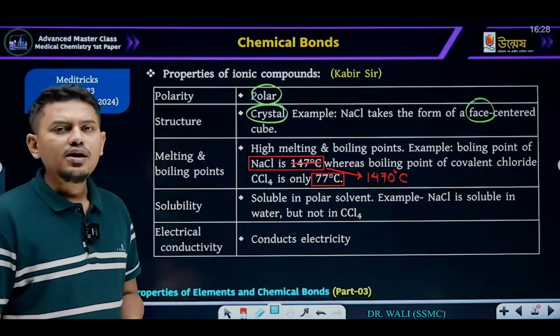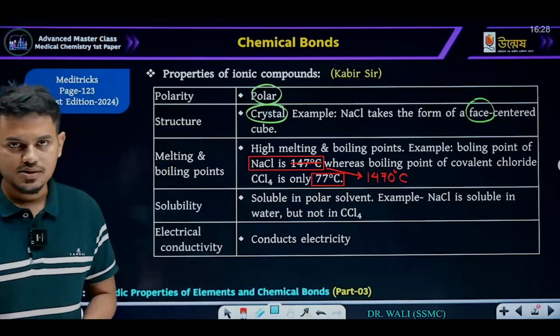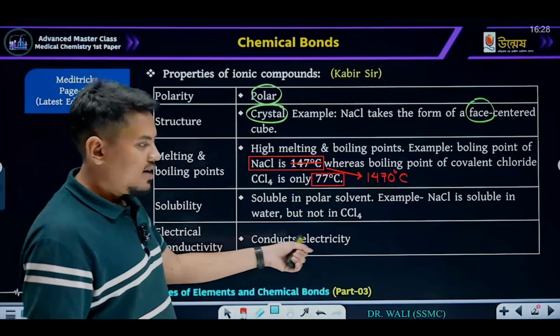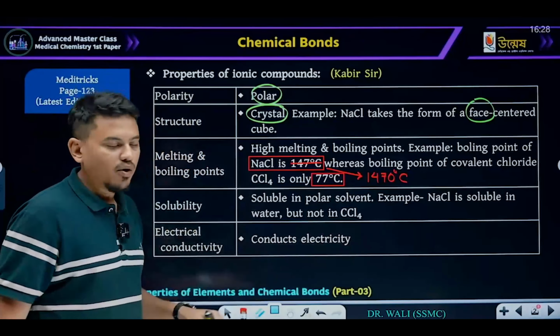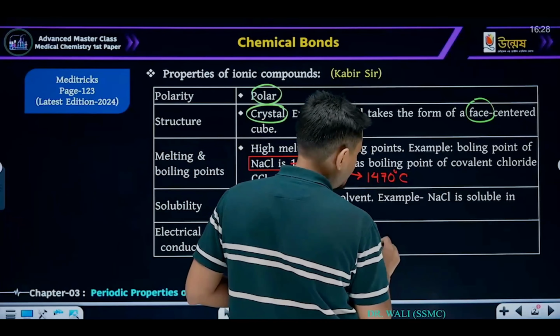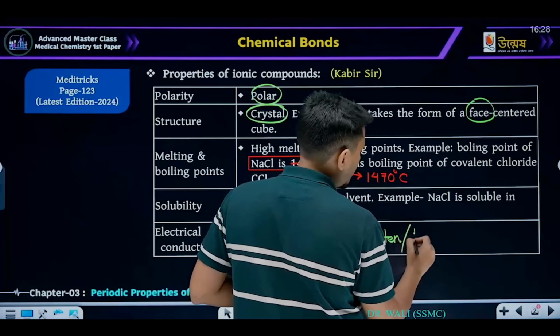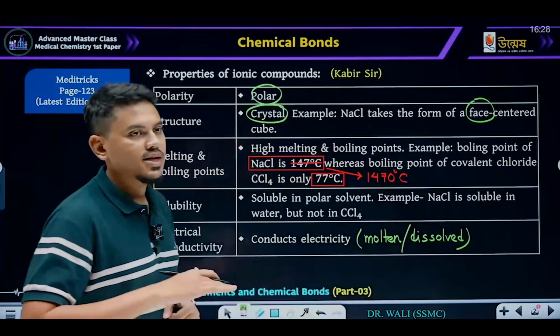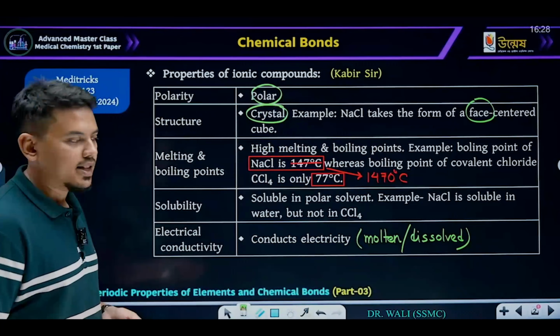Regarding solubility, polar compounds will dissolve in polar solvents. This is what we mean by like dissolves like. And electrical conductivity, here there is also a twist. Not every state of any compound will conduct electricity. I have to write it down that only in molten or dissolved state. Whenever it is molten or dissolved, there is a chance of free flow of ions. That's how they will conduct electricity.